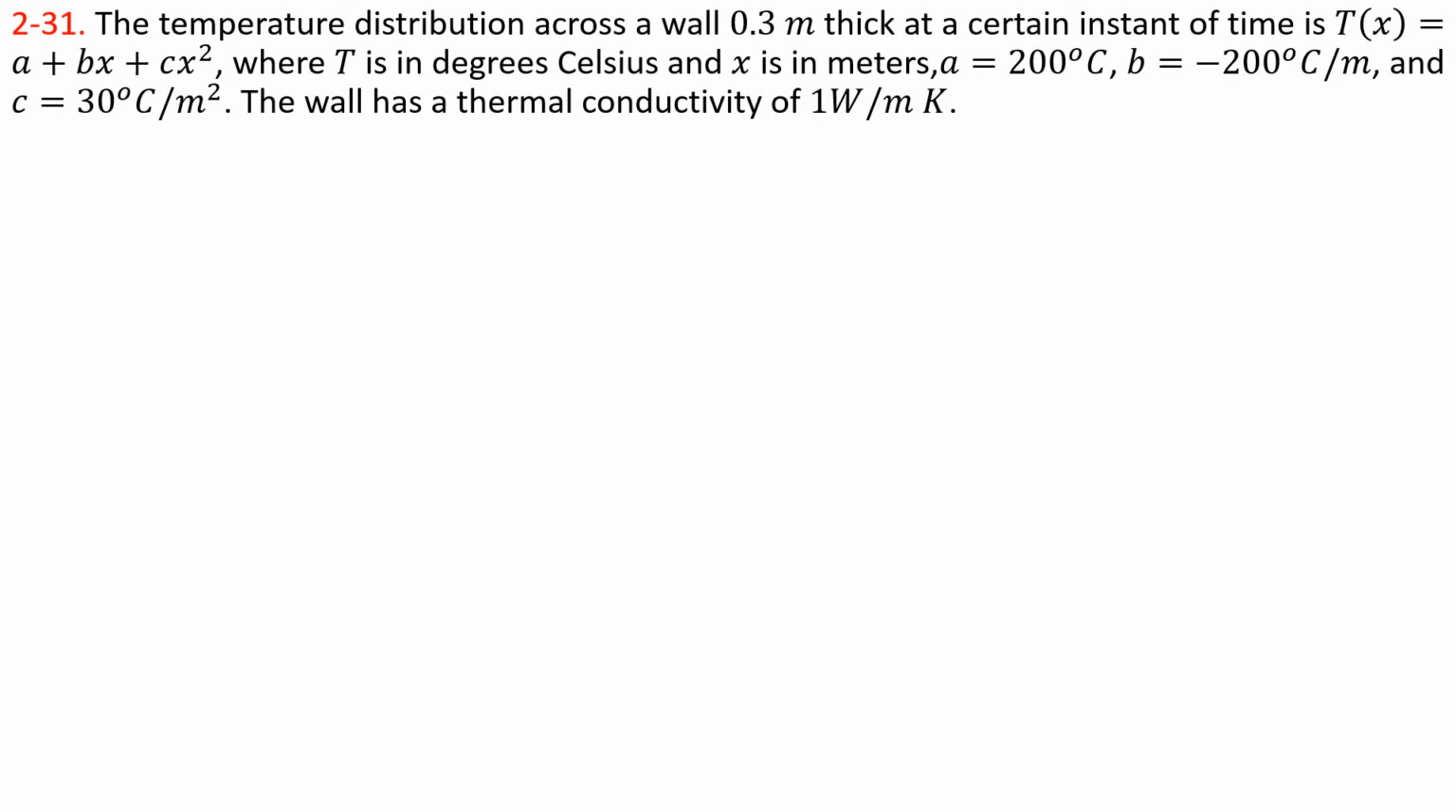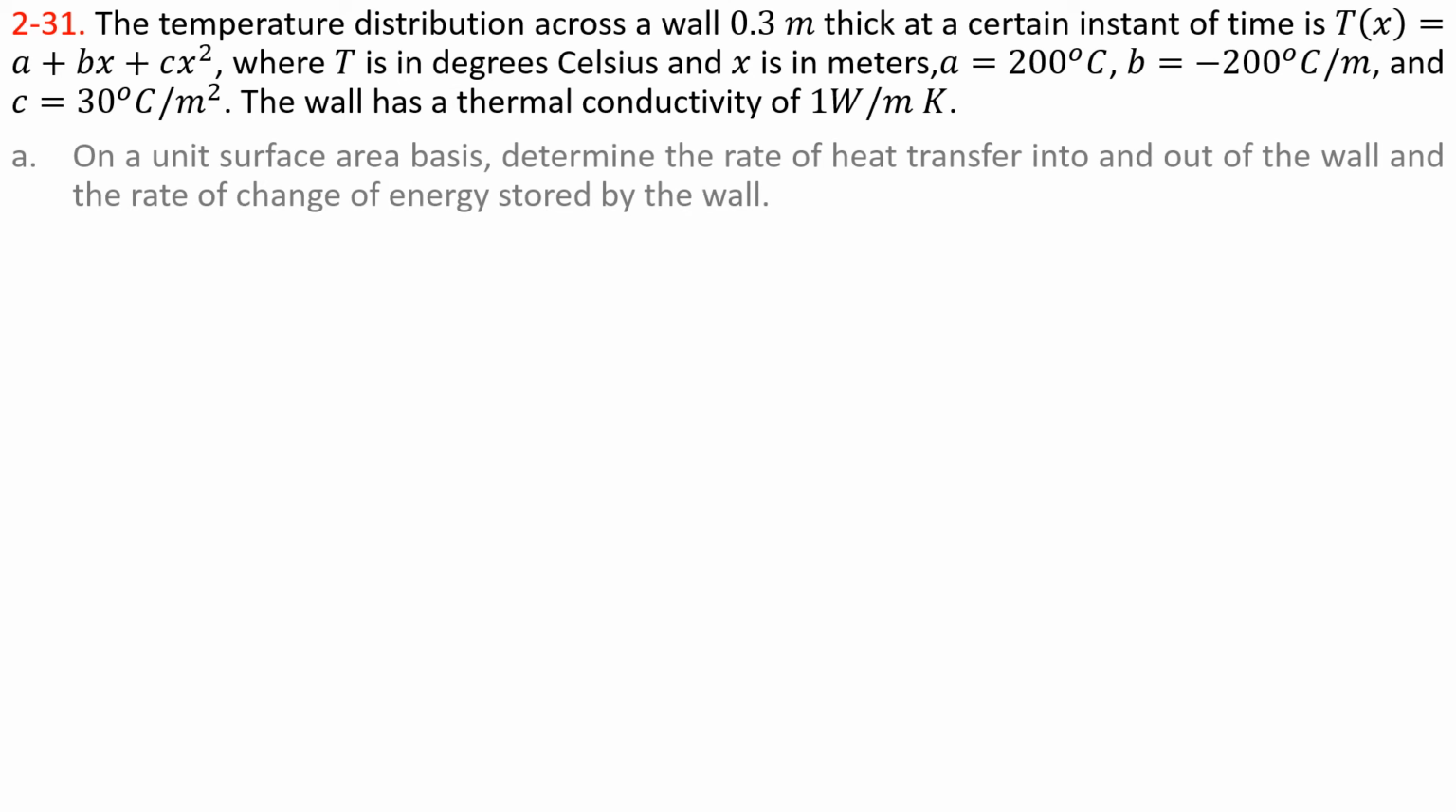Now we are moving towards another problem, which is problem 2-31 of our textbook. Its statement is: the temperature distribution across a wall 0.3 meter thick at a certain instant of time is T of x equals a plus bx plus cx square, where T is in degrees Celsius and x is in meter. A is equal to 200 degrees centigrade, B is equal to minus 200 degrees centigrade per meter, and C is equal to 30 degrees centigrade per meter square. The wall has a thermal conductivity of 1 watt per meter Kelvin.